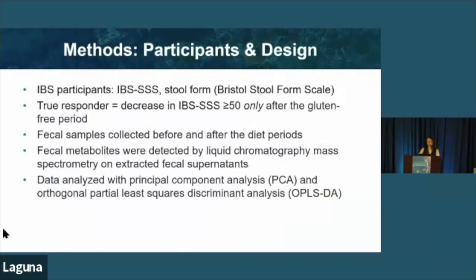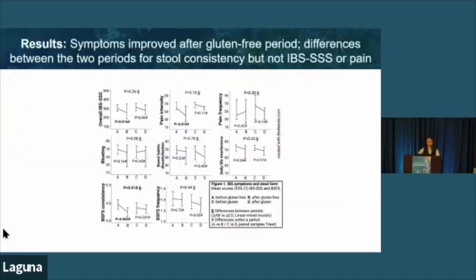IBS participants reported their symptoms according to the IBS-SSS and stool form using the Bristol Stool Form Scale. They defined true responders as those who had a decrease in their IBS-SSS of at least 50 only after the gluten-free period. They collected fecal samples before and after the diet periods, and then measured fecal metabolites. Then they conducted data analyses using principal component analysis and orthogonal partial least squares discriminant analysis for modeling.